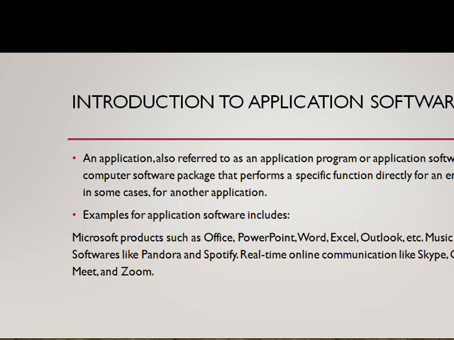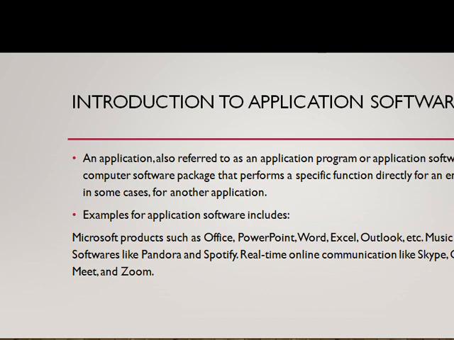Then we will come to the application software. Application software is also referred as application program or application software. It is a computer software package. It is a package of softwares which help to perform a specific function which are directed by the users. So, these application softwares are externally inserted to the computer, but system software is inbuilt. Then also we use this application software on the requirement of the end users.